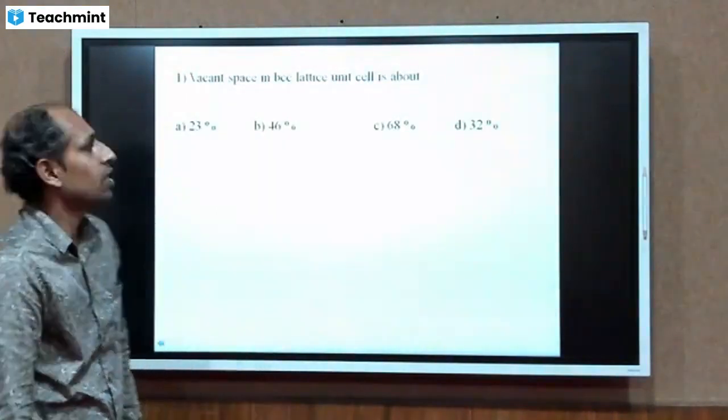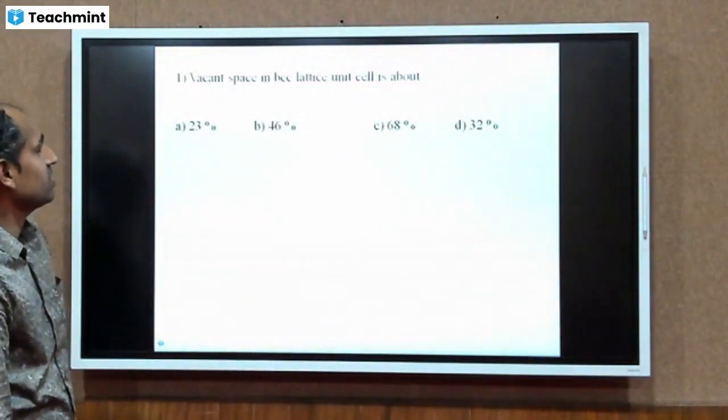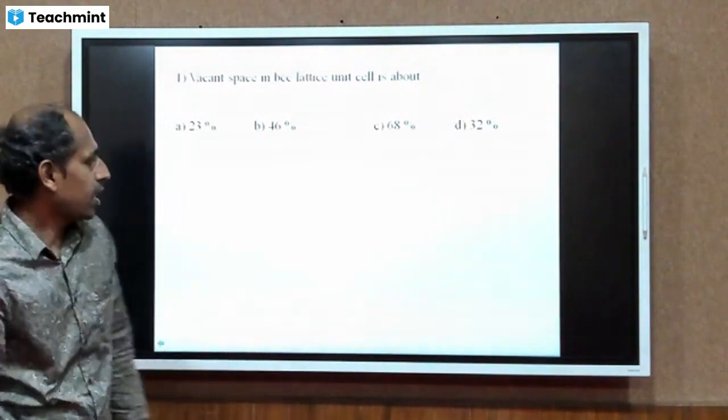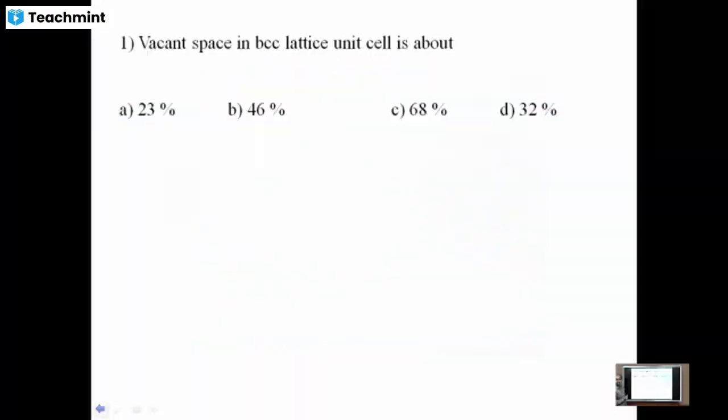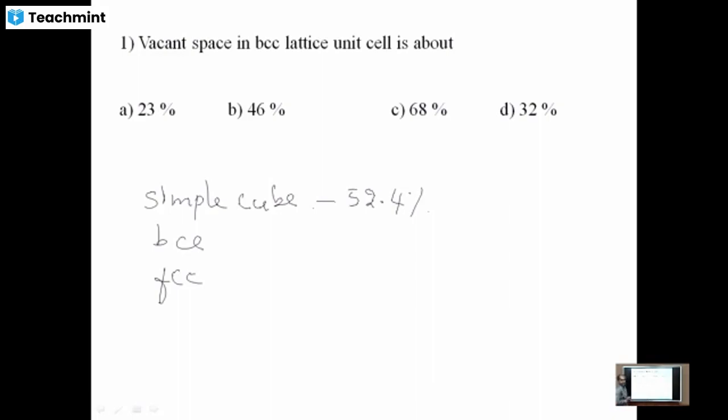The first question is, vacant space in BCC lattice unit cell is about. We have three important types of cubic crystalline systems. They are simple cube, BCC, and FCC. We know the packing efficiency of simple cube is 52.4%. Packing efficiency of BCC is 68%. Packing efficiency of FCC is 74%. What is packing efficiency? It is nothing but total volume occupied by the particles in one unit cell.